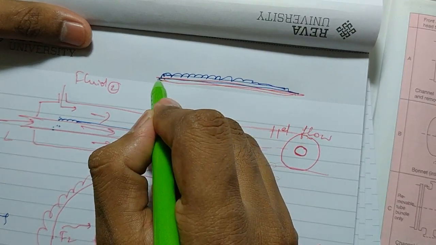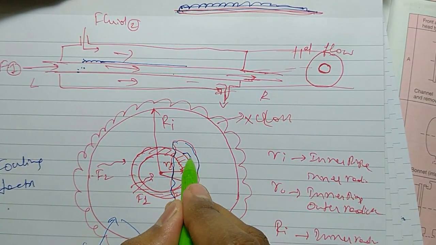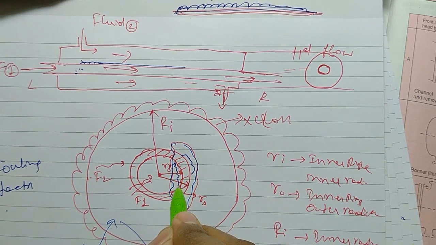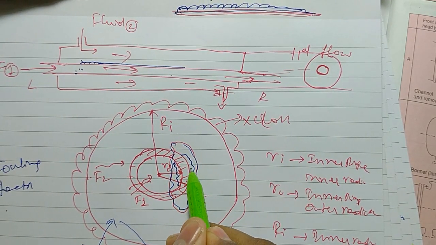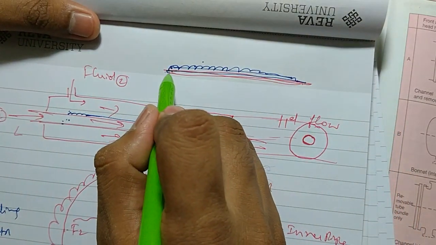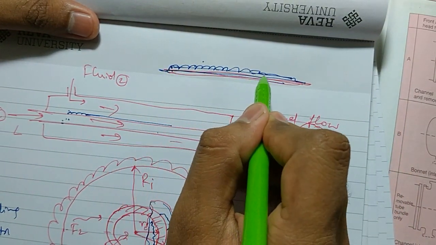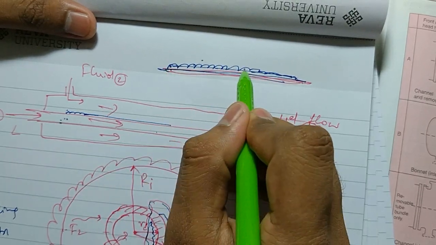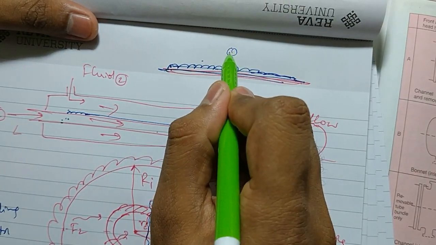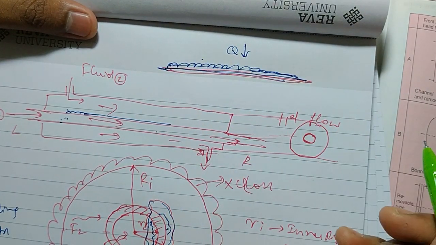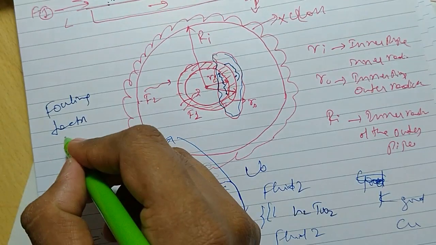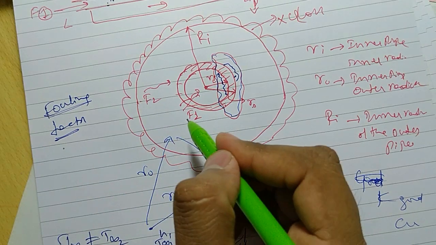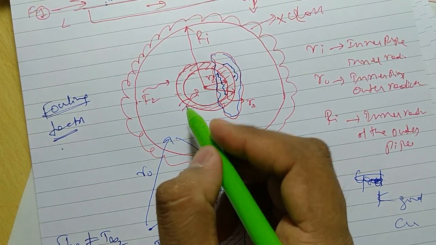It may take place outside the tube, or inside the tube, or on both sides, inside as well as outside. What will happen when this scale formation takes place? That reduces the heat transfer. That phenomenon you are going to call fouling.